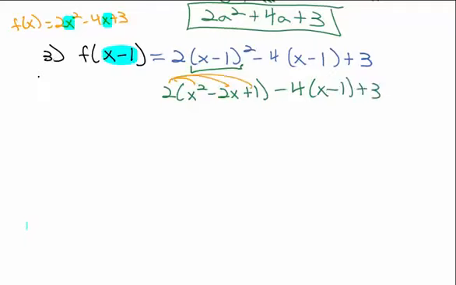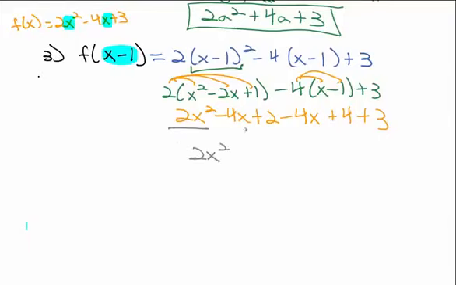Distributing through parentheses, that's 2x squared minus 4x plus 2, minus 4x plus 4, plus another 3. Combine like terms: the 2x squared, we've got negative 4x and negative 4x, which is negative 8x, and 2 plus 4 plus 3 is 9.